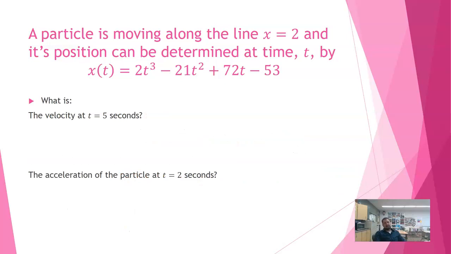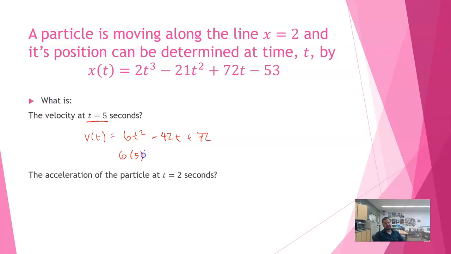Now, if I was looking at this, notice again I've got my position equation. If I want to know the velocity at time equals 5 seconds, notice that's asking for the velocity at a specific time. What that means is because it's at a specific time, it's an instantaneous velocity, which means we are going to use our derivative to find out the velocity at that time.